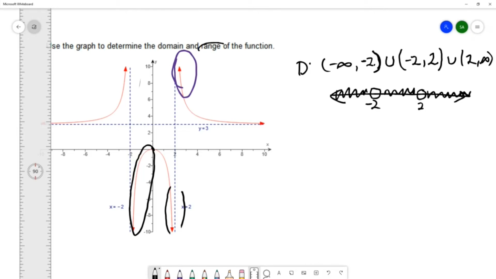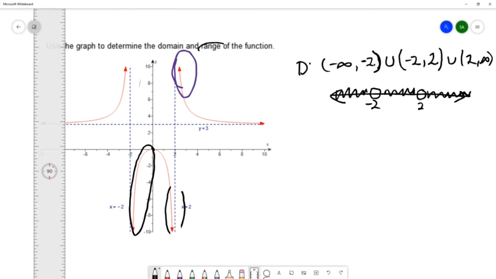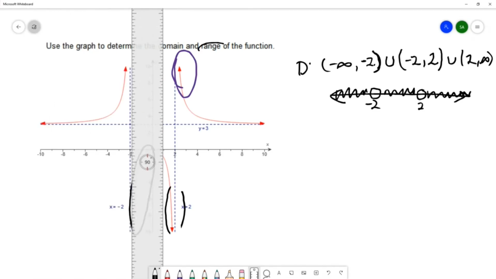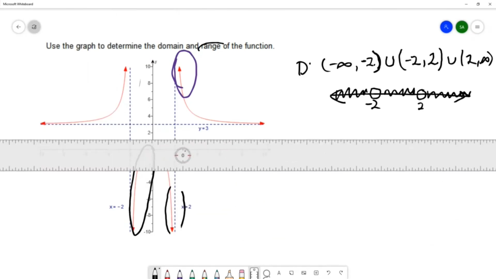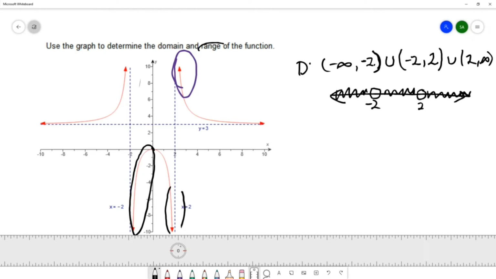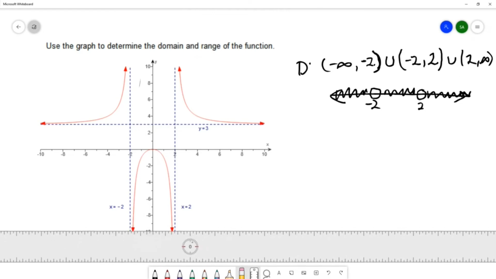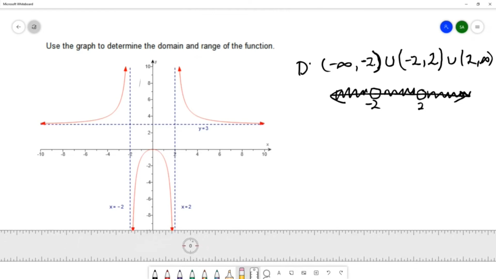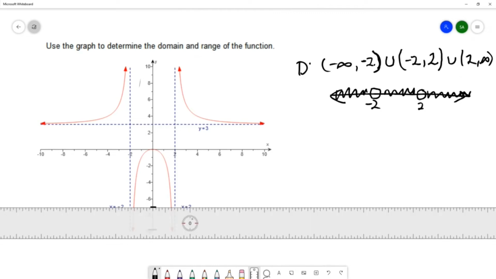We found the domain. Now let's find the range. The range is the set of all y values. We're going to switch our ruler to be held horizontally. Let me erase all my markings here. I'm holding this ruler horizontally because that's going to mark out different places along my y-axis.